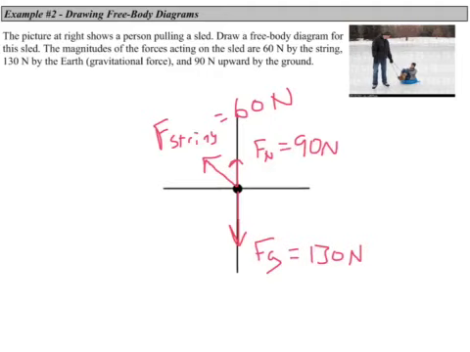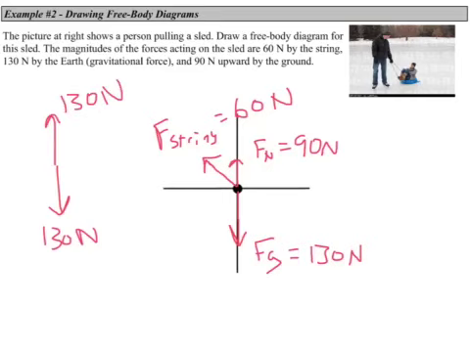Okay, so one thing to look at with this example: if this pull was not happening, if it were gone, think about what if we have just the person sitting on the sled not moving anywhere. Think about the forces acting on it in that case. If the weight force is 130 newtons and there's no motion happening, they're just sitting, there's no pull, this normal force would also be 130 newtons.